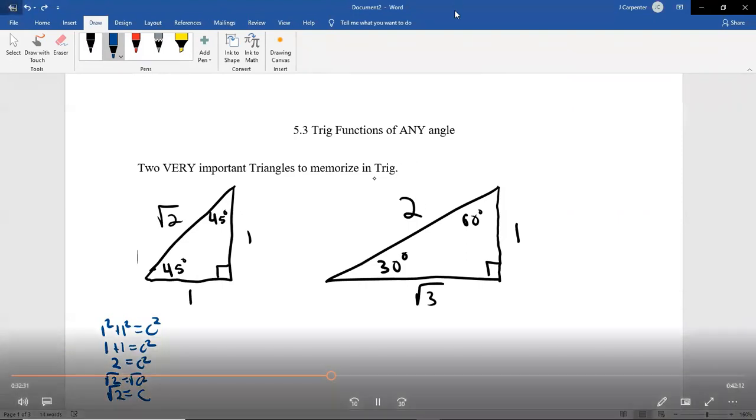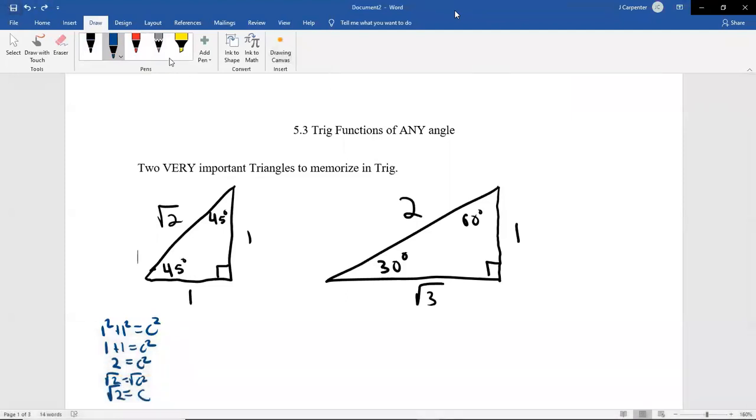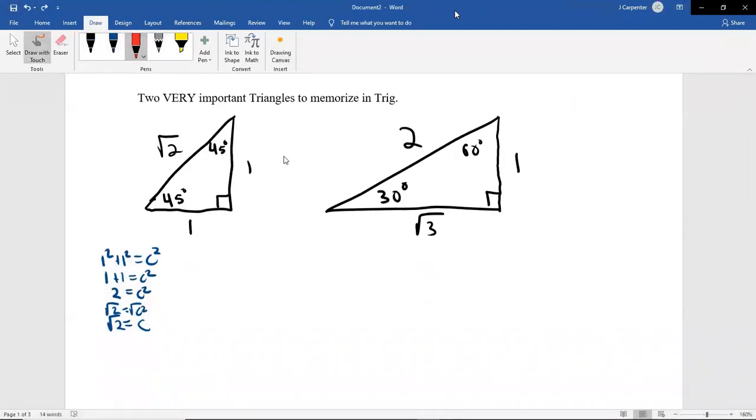Okay, so why is this triangle a thing? Where's the proof of that? So down here, I'm going to draw a second triangle.